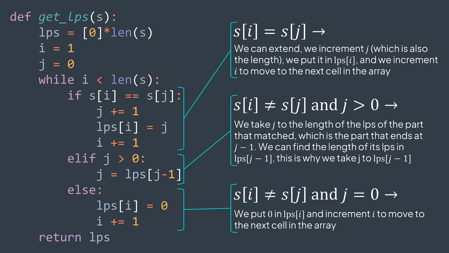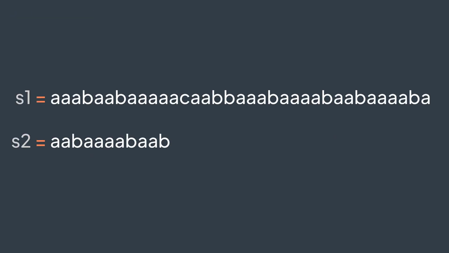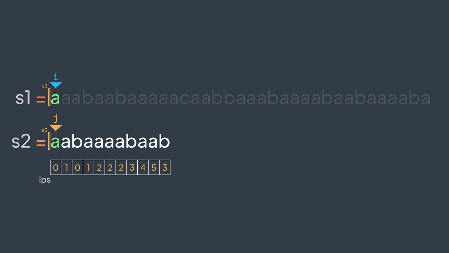Now that we know how to generate the LPS array, we can use it for the KMP algorithm. Let's take this input for example. The first step is to generate the LPS array of S2, the string we're searching for. And S2 is the same string as the last example, so we get 0, 1, 0, 1, 2, 2, 2, 3, 4, 5, 3. Now let's start from the first character of S1. They match, we continue. They match, we continue. Now S1 of i and S2 of j don't match, and the path that matches is AA. Its LPS is A, its length is 1, so we take j to 1.